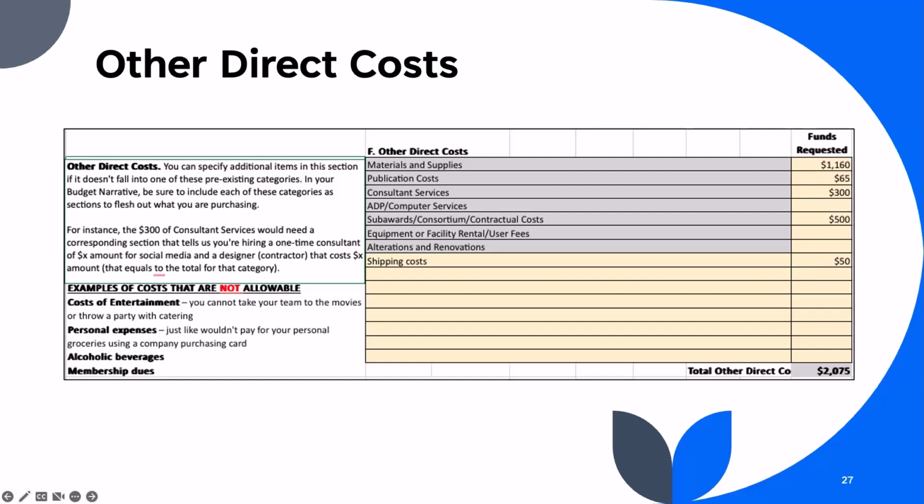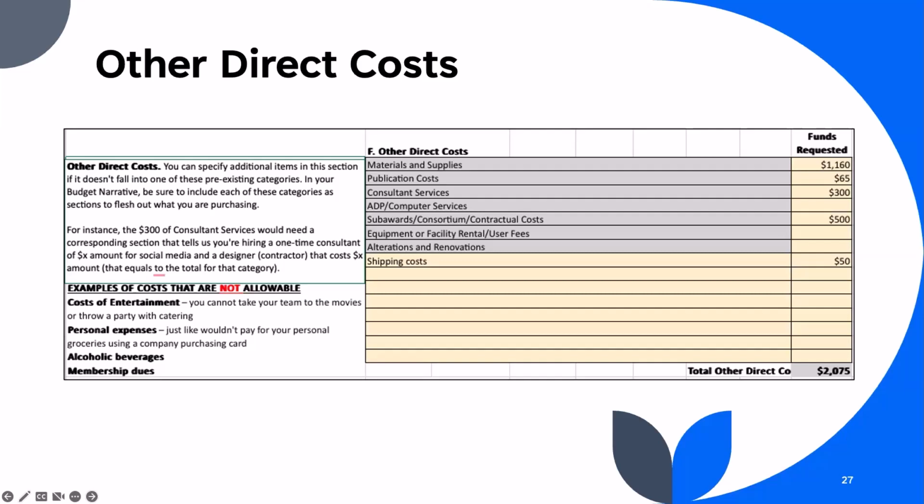And then examples of costs that are not allowable. Sheila covered these earlier, I believe, but just to reiterate: cost of entertainment, you can't take your whole team out to the movies or throw a party. Personal expenses, you can't pay for you to get your tires changed, something like that. Alcoholic beverages and membership dues. Those are kind of specific at the end there. So just keep in mind that those are not allowable.